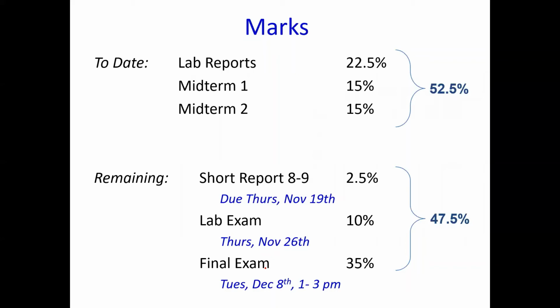This is about where we're at so far. We've had most of our lab reports come in, and we've had 2 midterms, so we're a little bit more than half in terms of what's left over for the grade.